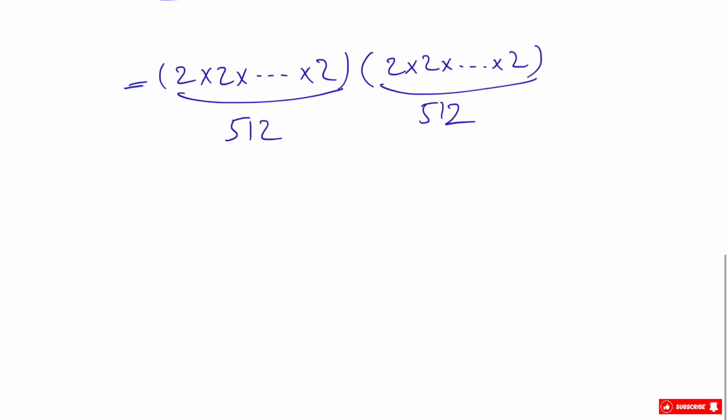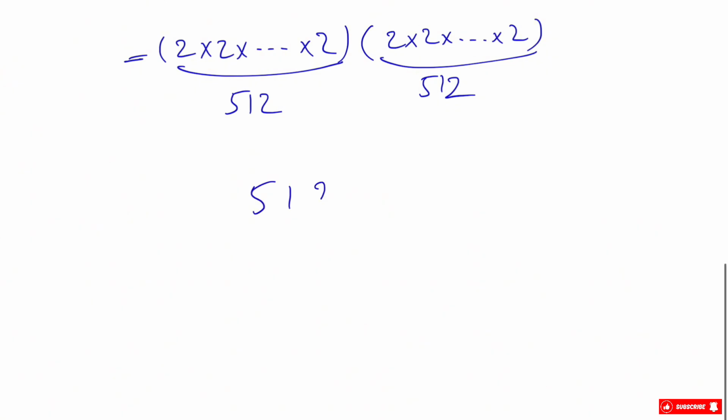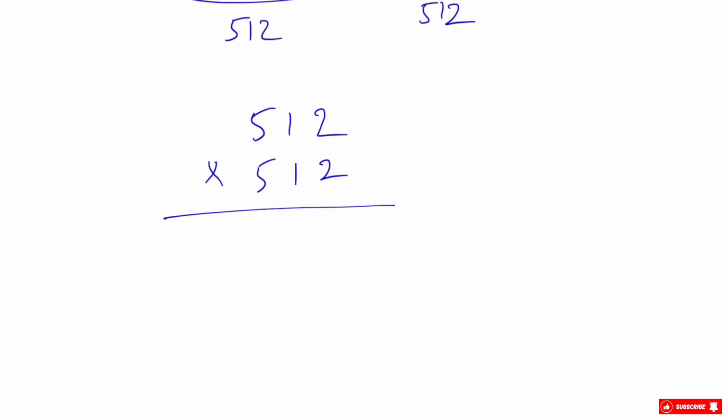And all we need to do is just multiply 512 by 512. And the way it works, we have 2 times 2, 4, 2 times 1, 2, 2 times 5, 10, 0 first. We have 1 times 2, 2, 1 times 1, 1, 1 times 5, 5, 2, 0. We have 5 times 2, 10, 5.